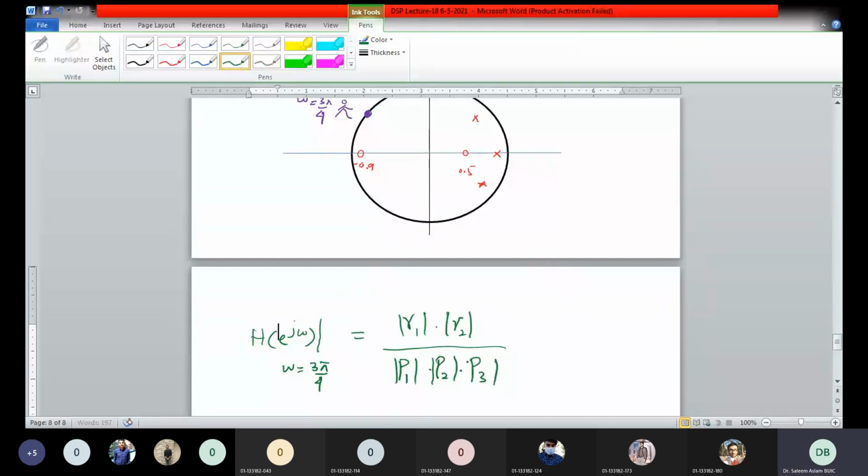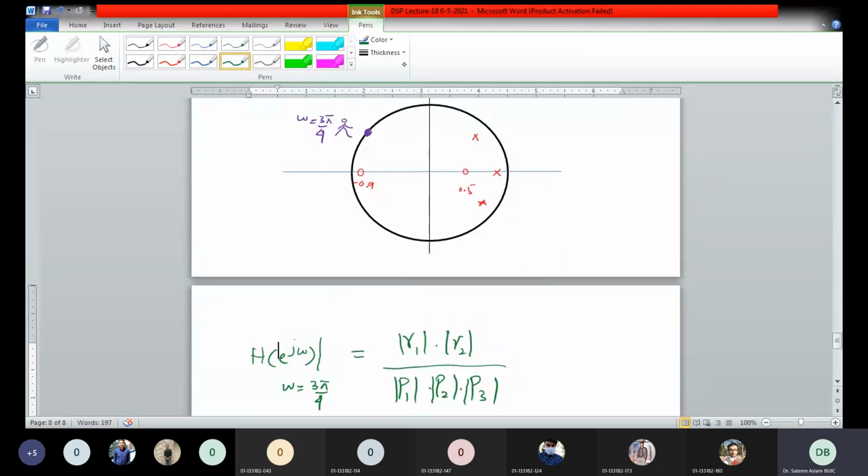बात समझ में आ रही है? आपने लोकेशन ऑफ जीरो से 3 पाई बाय 4 तक वेक्टर ड्रॉ करने हैं जीरो से और पोल के, और उनकी लेंथ को आपस में मल्टीप्लाई कर दें. So let's try to do that. So if we have two zeros, let's draw zero with blue color. So we need to draw a vector from the location of a zero to here. Let's call this R2 and we have another zero here. We need to draw a vector here. Let's call it R1, right? So this is how you get the value of R1 and R2.